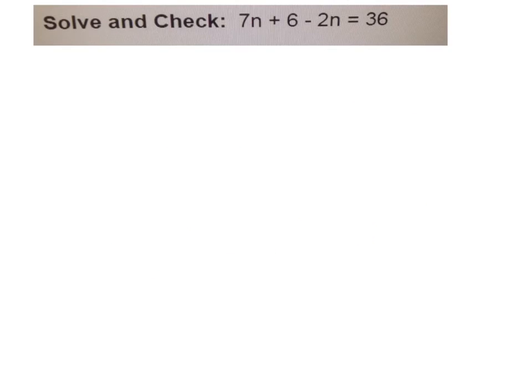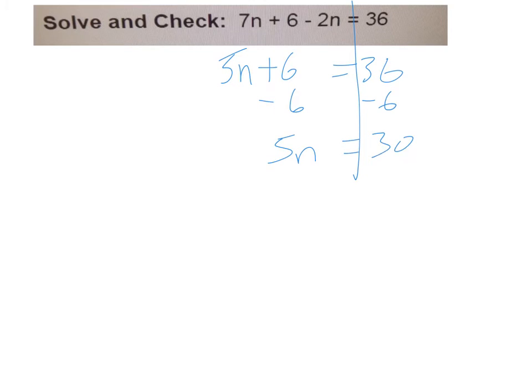Next one. On this one, you would first go ahead and combine like terms. You would end up getting 5n plus 6 equals 36. Then you would subtract 6 on both sides. So you get 5n equals 30. You would divide by 5. And you would get n to equal 6.